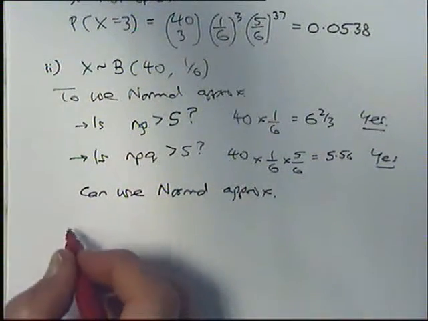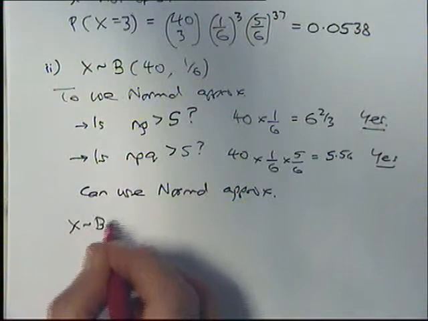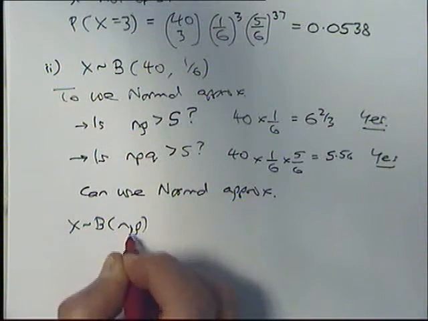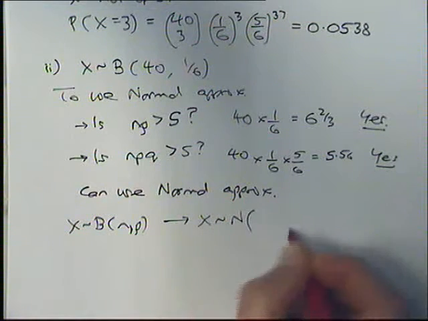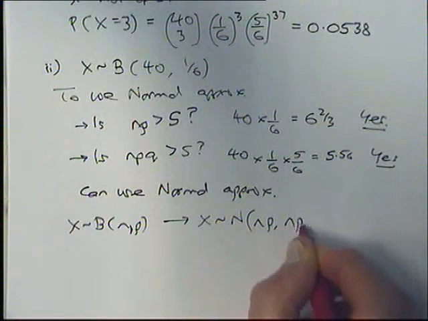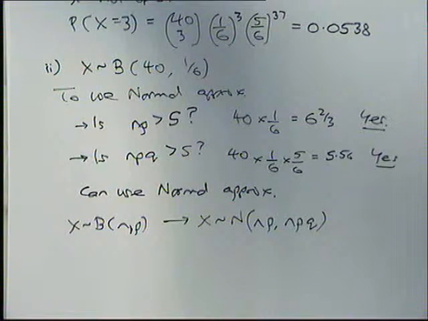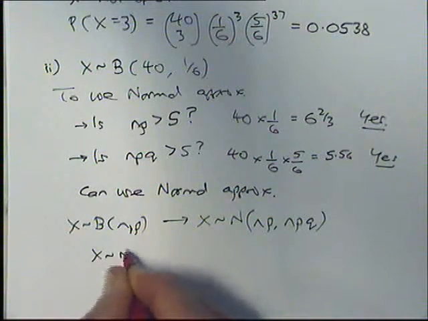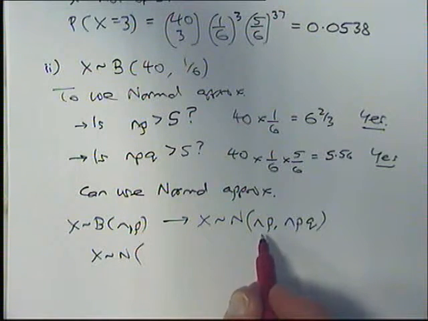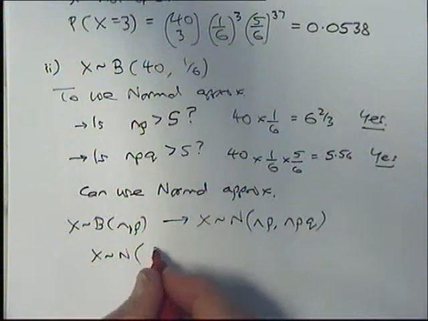Now, I'm going to write this line down here. There's supposed to be a comma there. NP becomes normal, NP, NPQ. That's what we are going to use. So for the remainder of this bit of the question, we will use, say, x follows the normal distribution. NP, we worked out a minute ago, was 6 2/3.